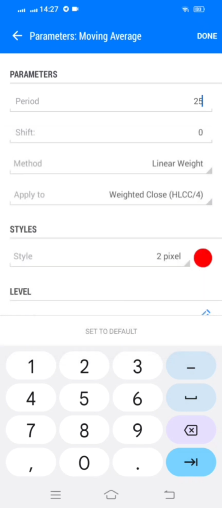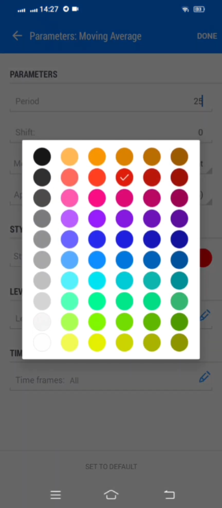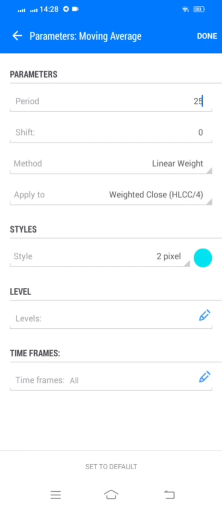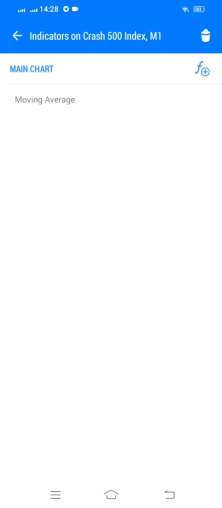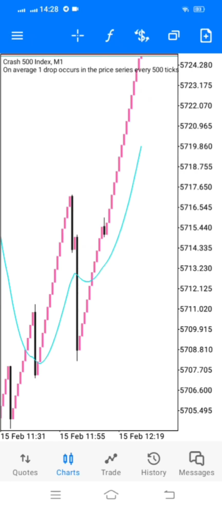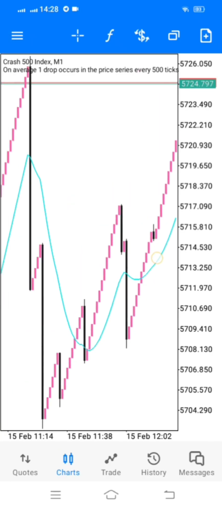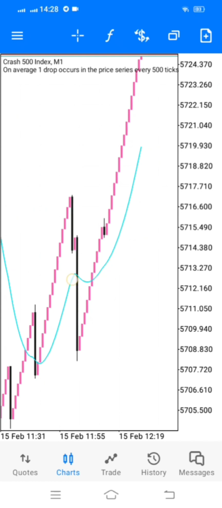Now you can choose any color of your choice. I'm going to go with a nice blue over here, and I'm going to click on done. So once I click on done at the top right hand corner, it will automatically appear on my chart. So you guys can see this blue line over here. This is my moving average, okay, the one that we've just loaded.